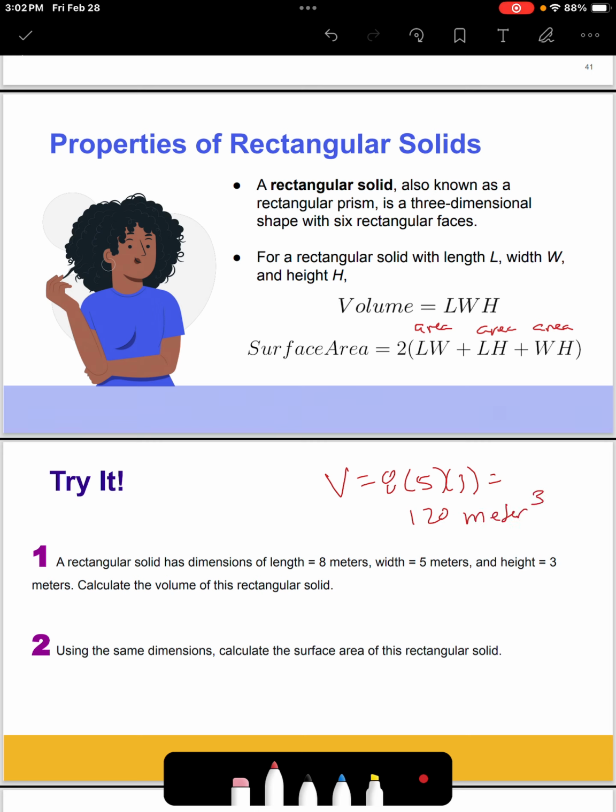The surface area would be equal to 2 times 8 times 5 plus 5 times 3 plus 8 times 3. That would be 2 times 40 plus 15 plus 24. 40 plus 15 plus 24 equals 134. So 2 times 134 would be 268 meters squared.